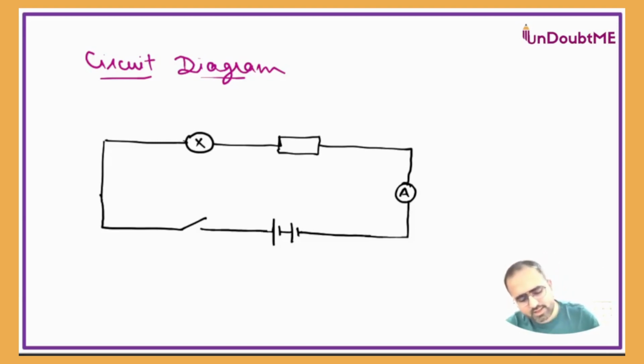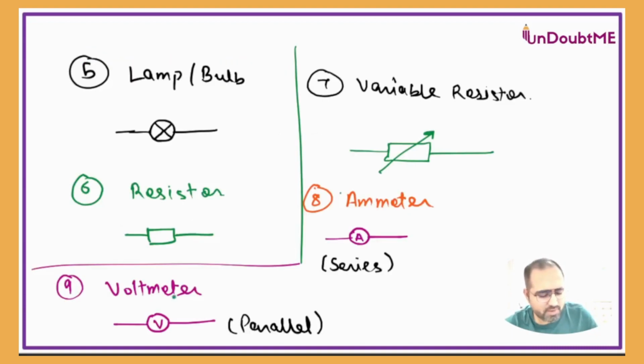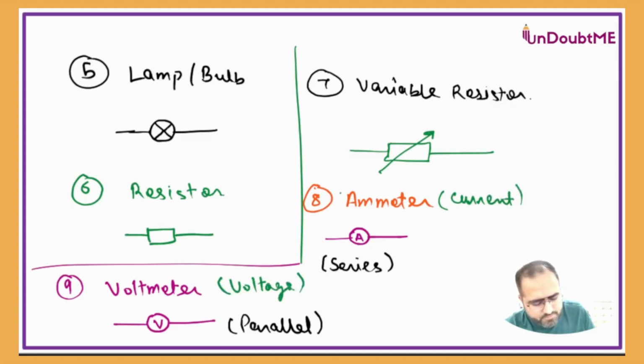Now, as I was saying, the ammeter is connected in series and the voltmeter is connected in parallel. What I meant to say by that, let us understand over here. In this diagram, you can see that this resistor is there. So let's say if I want to measure voltage across the resistor, the main purpose of a voltmeter is to measure the voltage. The main purpose of an ammeter is to measure the current, and this will measure the voltage.